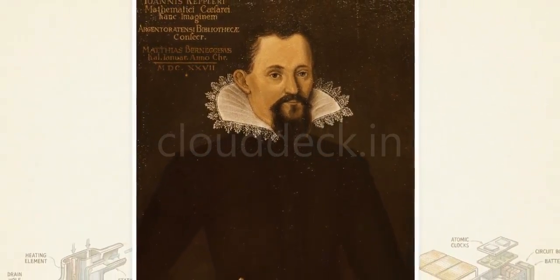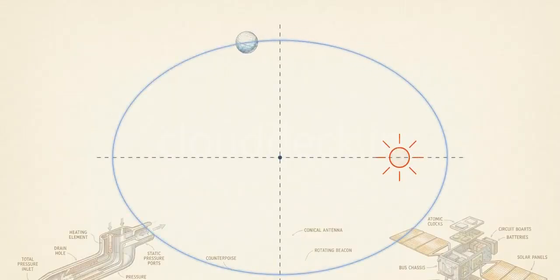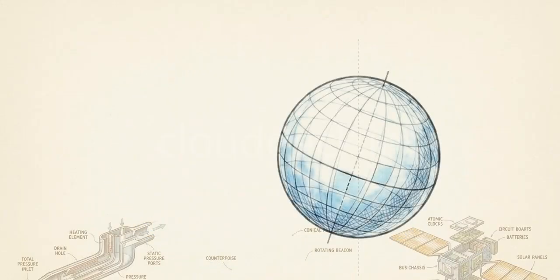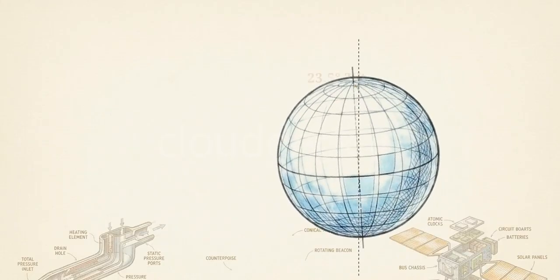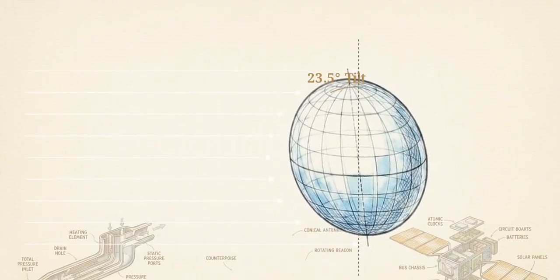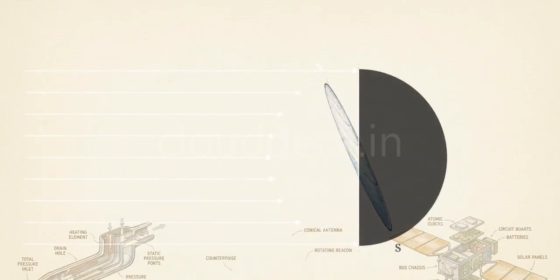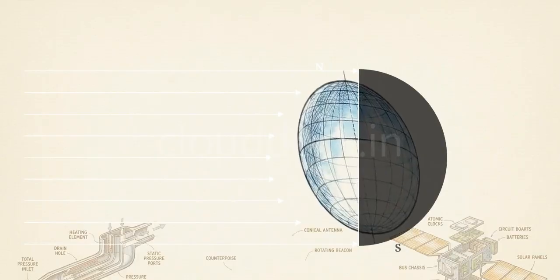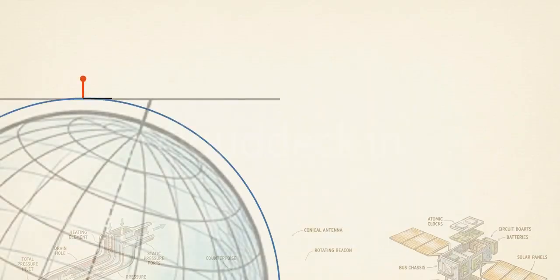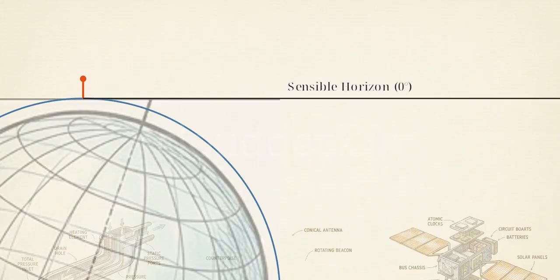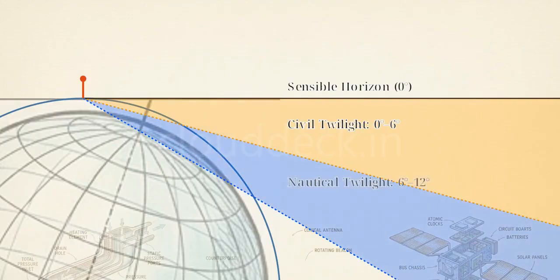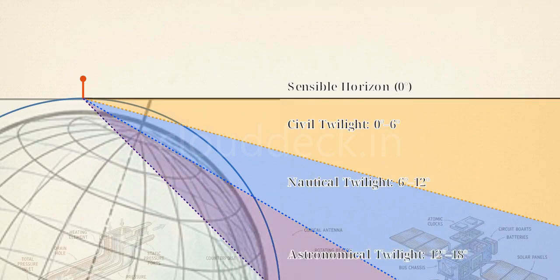As Johannes Kepler's laws established, the Earth revolves around the Sun in an elliptical orbit. This model illustrates how the Earth's 23.5-degree orbital tilt drives seasonal variation and defines precise periods of atmospheric lighting. Twilight is categorized by strict mathematical limits based on the Sun's depression angle below the sensible horizon. 0 to 6 degrees dictates civil twilight, 6 to 12 is nautical, and 12 to 18 is astronomical.